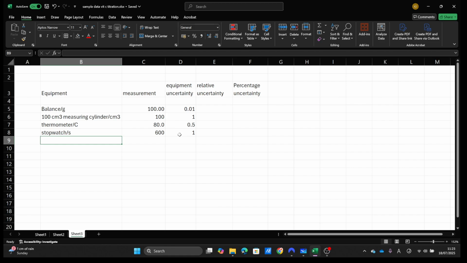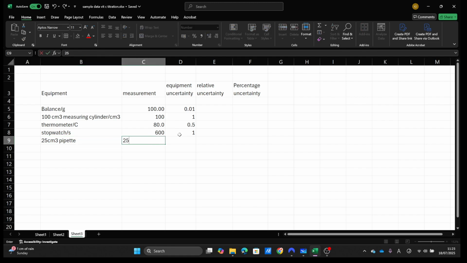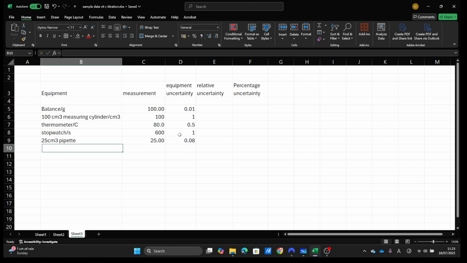What do they do next? So they boiled their food, they blended it up, and then they took a 25 cubic centimetre sample using a pipette. Now, I'm not completely sure I've remembered this correctly, but I'm pretty sure it's about 0.08 for a 25 pipette. And then they titrated. You can assume any solutions you got from the technician have no uncertainty, although that's not true. If you make it yourself, you'd need to use the uncertainty on the balance and the volumetric flask.